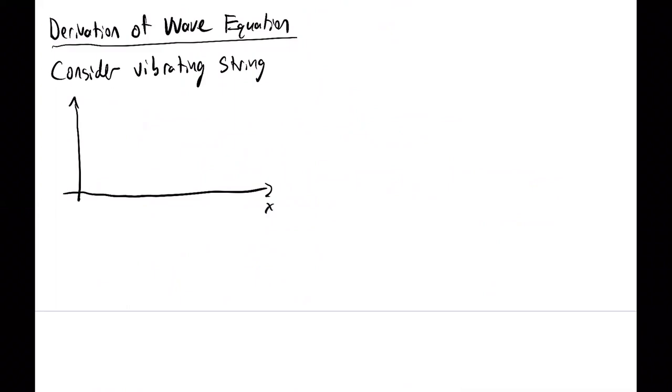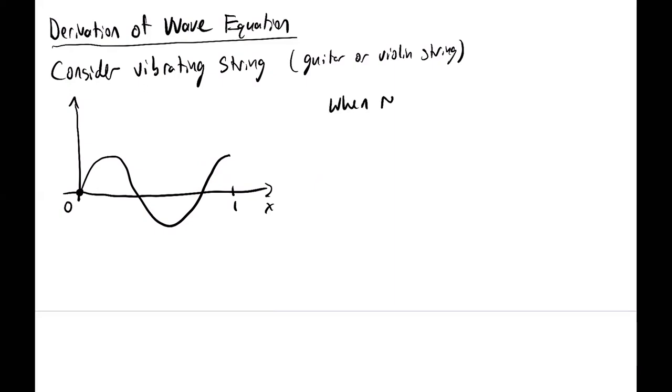Let's say I have the x-axis here, and a string starting at 0 and ending at 1, and maybe the string oscillates a little bit like this. Imagine this is like a guitar or a violin string that has been plucked or pulled like this. Then you release it, and it oscillates up and down over time. It turns out that this PDE, known as the wave equation, describes this type of motion.